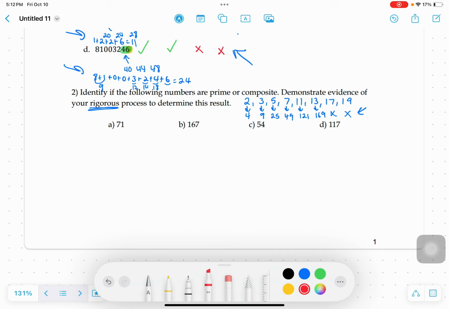Our first number is 71. So if I look at the list, 71 falls right here, in between 7 and 11. So I only need to test the primes up to 11. So I need to test if 71 is divisible by 2, if 71 is divisible by 3, if 71 is divisible by 5, and if 71 is divisible by 7.